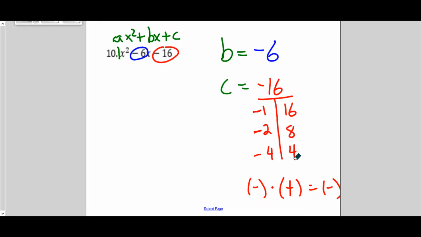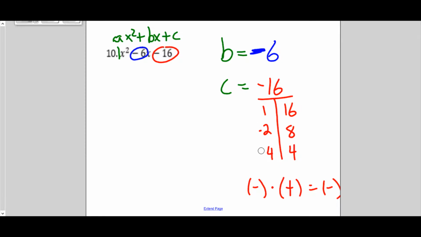So we want them to add up to be negative 6. Let's just check. If I add 16 plus negative 1, that's just saying 16 minus 1. That's 15. So that's not what I'm looking for. I'm looking for negative 6. Let's do negative 2 plus 8. Negative 2 plus 8, well, that's positive 6. I don't want positive 6. I want negative 6. Even the sign has to match. And if I do negative 4 plus 4, well, that's 0. So the negatives on this side don't work. When the negatives are with 1, 2, and 4, none of those gave me the correct answer.